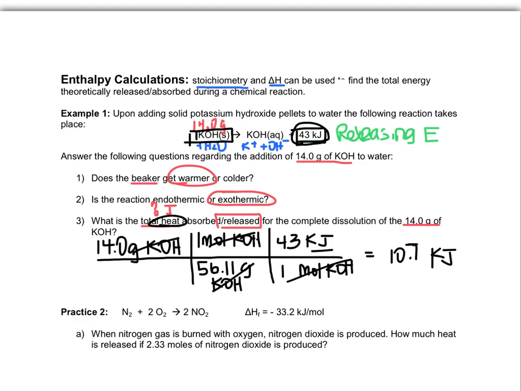The only other thing we need to remember to do is make sure that we include whether this energy was absorbed or released.